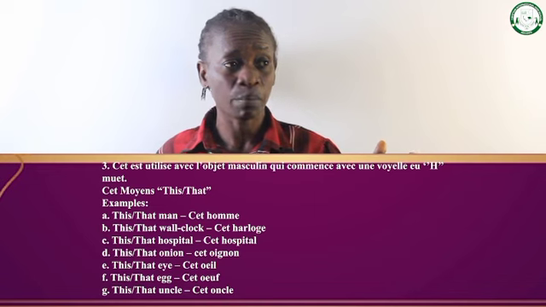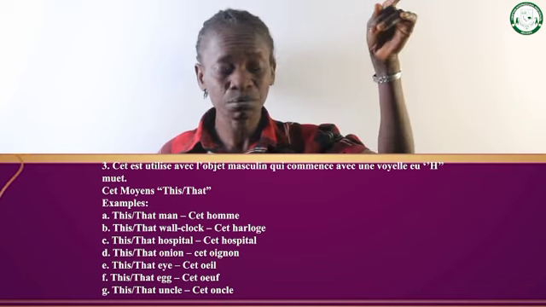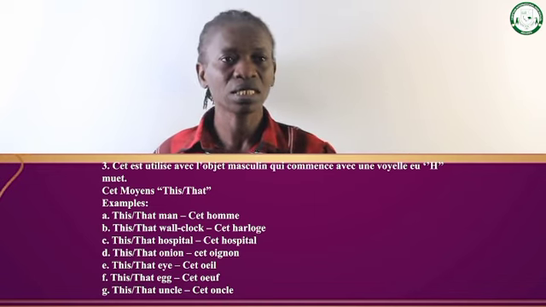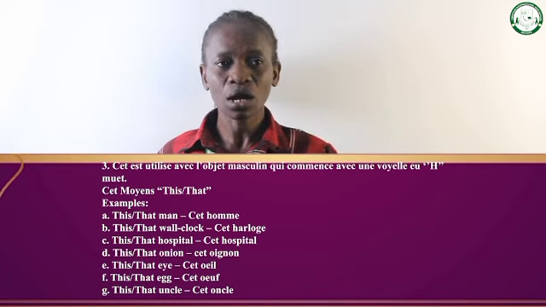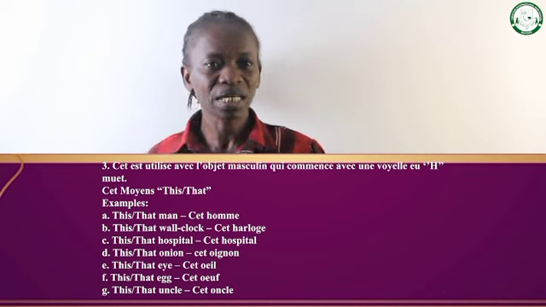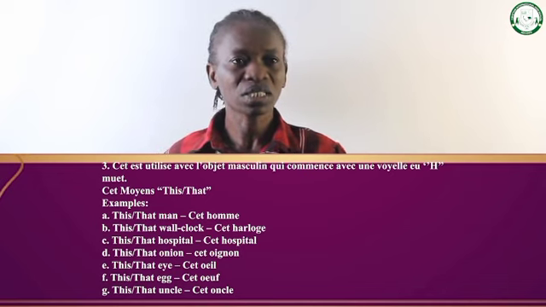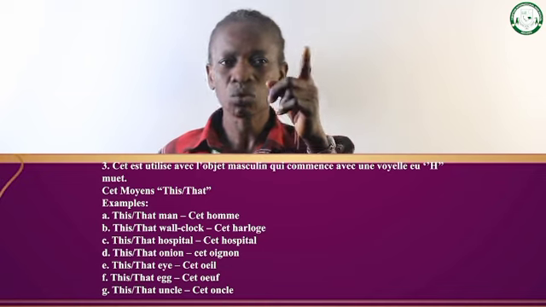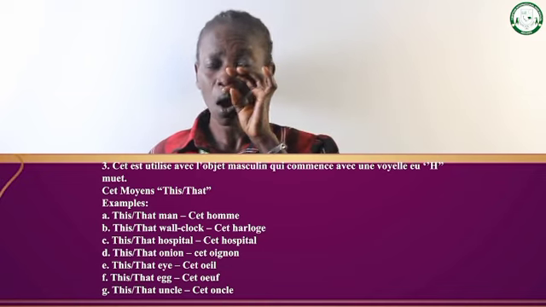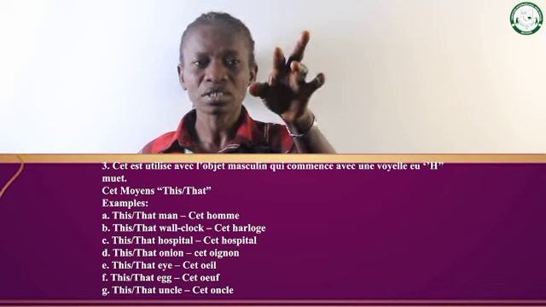Maybe you have been discussing a particular man, that man over there. That is the meaning of cet homme. The second example: this or that wall clock. Cet horloge. Because we believe that the sound that we hear there is o, as in number 1, cet homme.